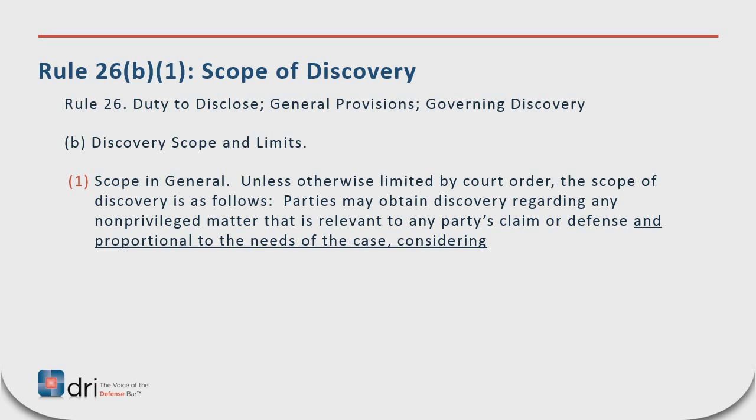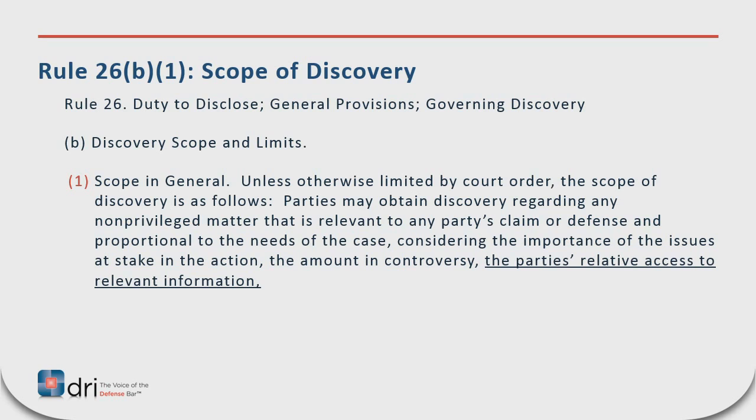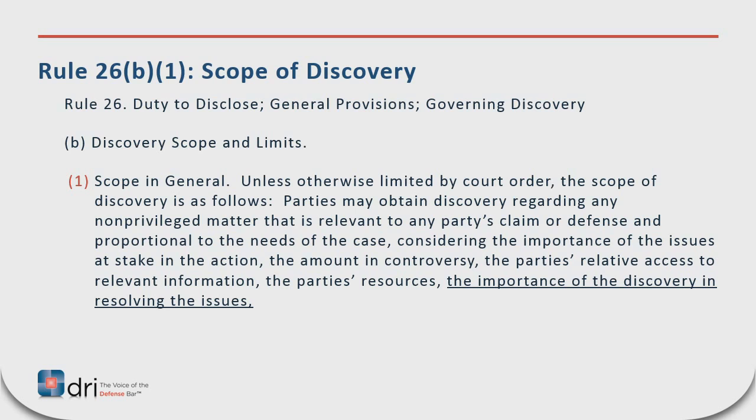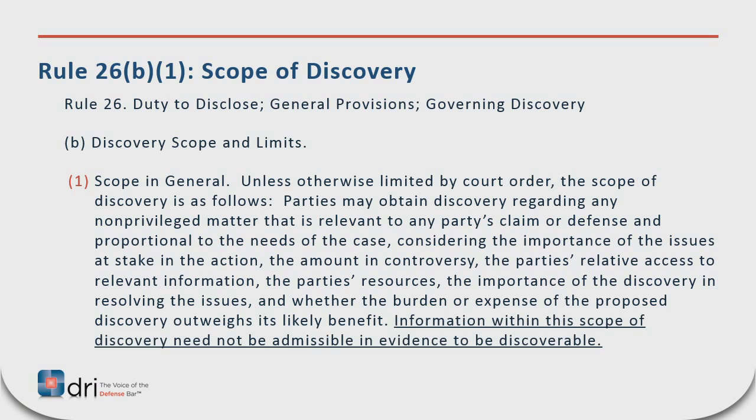So proportional to the needs of the case, considering the importance of the issues at stake in the action, the amount in controversy, the party's relative access to relevant information, the party's resources, the importance of the discovery in resolving the issues, and whether the burden or expense of the proposed discovery outweighs its likely benefits. Information within the scope of the discovery need not be admissible in evidence to be discoverable. So that is what the rule will say as of December 1st.